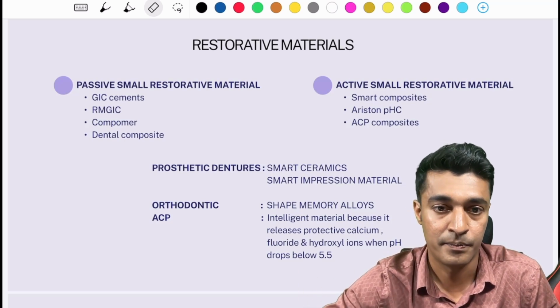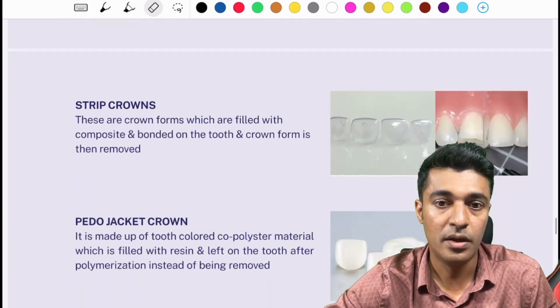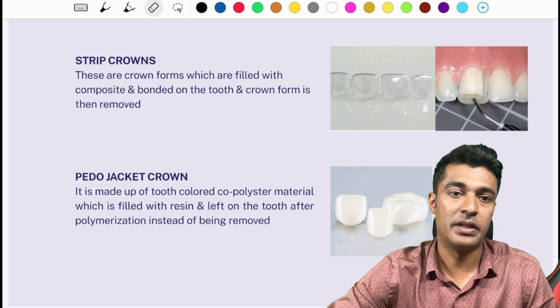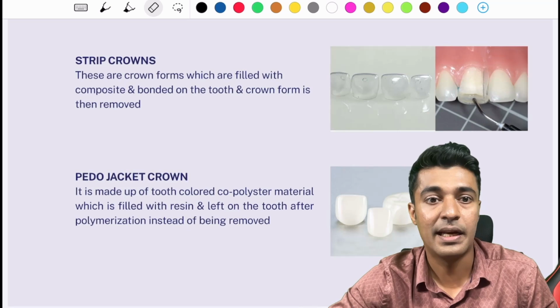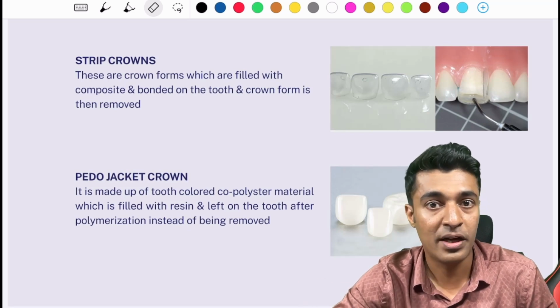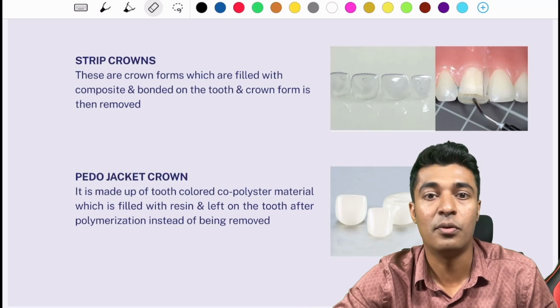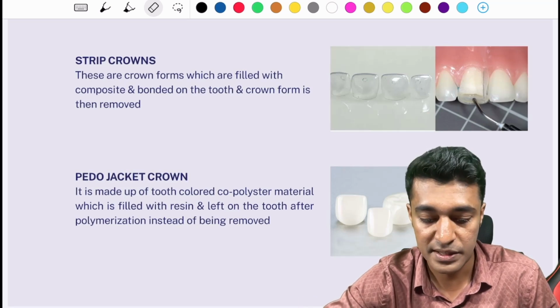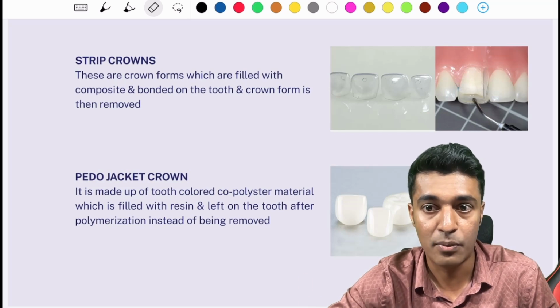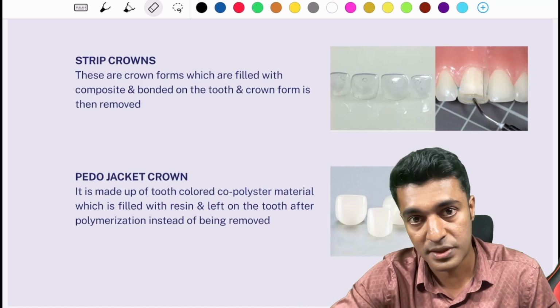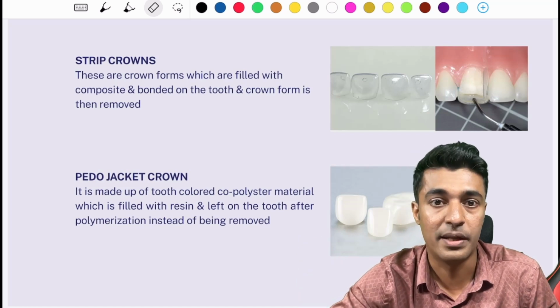Now what are strip crowns? Strip crowns are crowns that are filled with a resinous material like composite. Then they are bonded onto the tooth and the crown form is then removed. Here in this picture, you can see that these transparent crowns will be filled with composite. Then they are bonded onto the tooth. Once the bonding process is complete, the crowns are then simply removed.